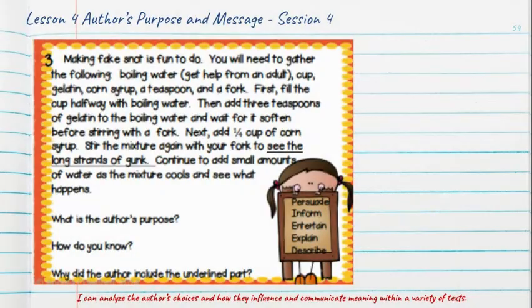Here's another example. Making fake snot is fun to do. You'll need to gather the following: boiling water, get help from an adult, cup, gelatin, corn syrup, a teaspoon, and a fork. First, fill the cup halfway with boiling water. Then add 3 teaspoons of gelatin to the boiling water and wait for it to soften before stirring with a fork. Next, add 1/4 cup of corn syrup. Stir the mixture again with your fork to see the long strands of gunk. Continue to add small amounts of water as the mixture cools and see what happens. See if you can answer our 3 questions.